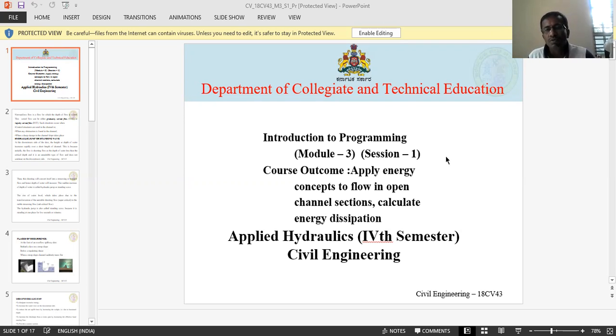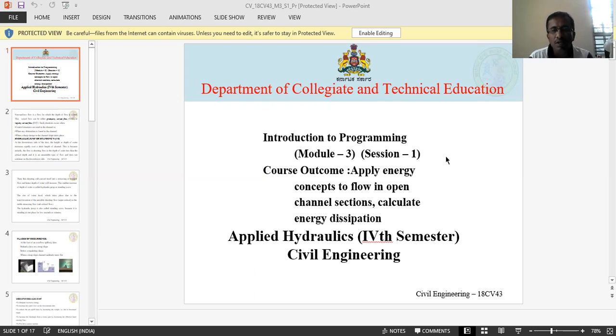Uniform flow is defined as one in which, for a given length of channel, the depth of flow, slope, discharge and all these things are constant. Such a type of flow is called uniform. Non-uniform flow is one in which the hydraulic parameters are not constant for a given length of a channel. Such a type of flow is termed non-uniform flow.